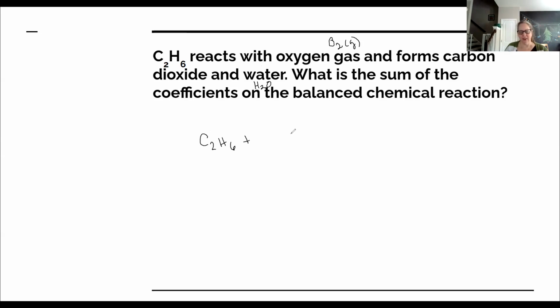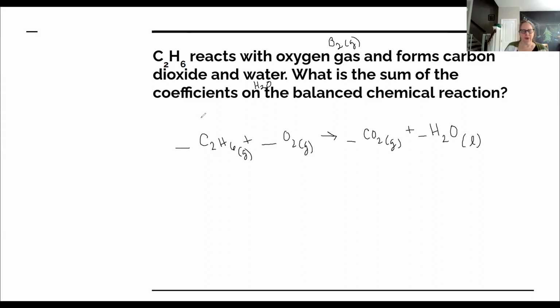C2H6 reacts with oxygen gas to form carbon dioxide, which I also know is a gas, so I'm just going to add the state symbol there, and water, and I'm going to assume water is a liquid. It's not always. Okay. C2H6 is also a gas. You do not need to know that, but as long as you have less than 8 for your carbons, less than an octane, you can assume that it is a gas status.